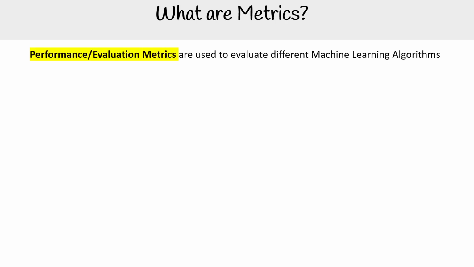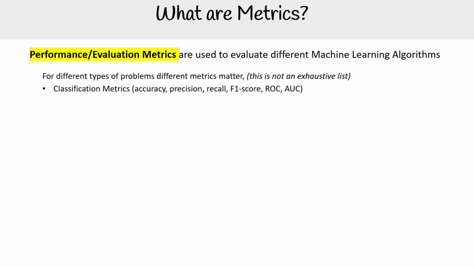Let's talk about metrics, specifically performance evaluation metrics. These are used to evaluate different ML models, and based on what you are doing, it's going to change what kind of evaluation you're going to use. So if you're using classification, you're going to see accuracy, precision, recall, F1 score, ROC, AUC.